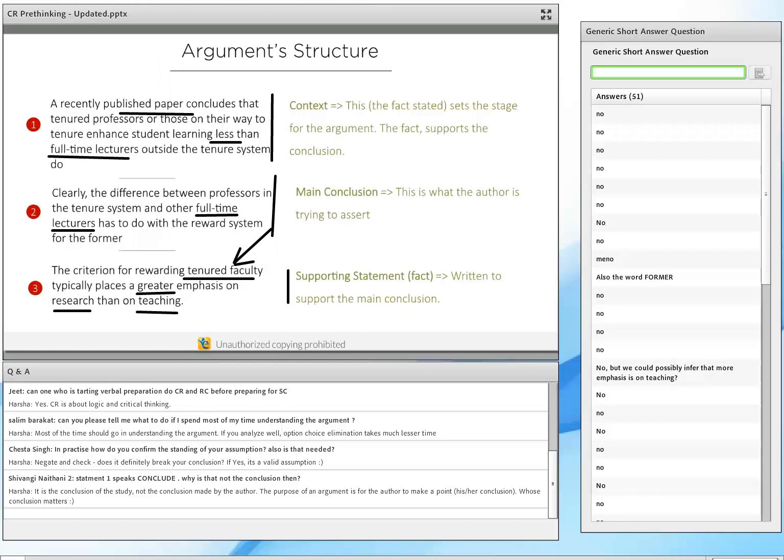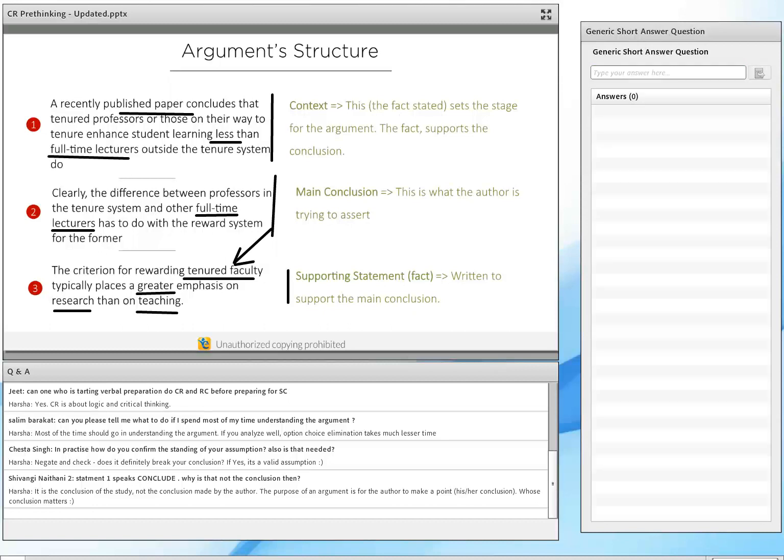Tyler says, no, but possibly we could infer that it has more emphasis on teaching. Not really. You can't infer that. How can you infer that? Do you think the author would agree that the reward system for full-time lecturers has more emphasis on teaching? Tyler, do you think that the author would agree with that? Can you be 100% certain that such is the case? No. An inference is a statement for which you are 100% certain.